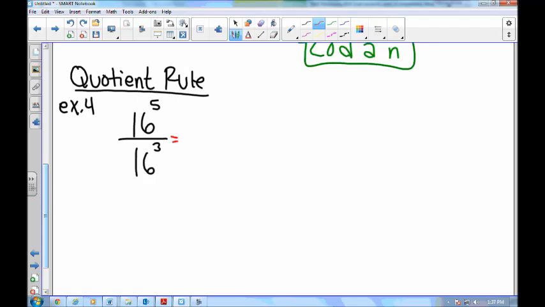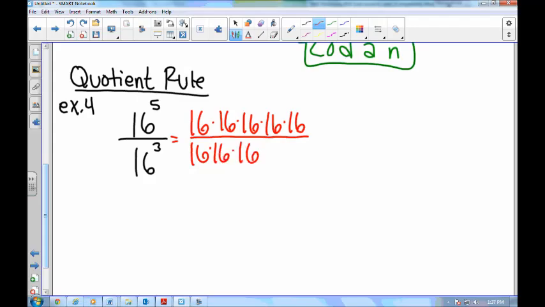So on this one, how many 16s are supposed to be on the top? 5. And in the denominator? 3. Now, anything divided by itself is 1. 1 times 1 times 1. Does times divided by 1 do anything? No, so we don't write them. Now, what's remaining are 2 16s. So, you picked a big number for me. I don't know what 16 times 16 is. Oh, 256. That's not the answer we want, though.